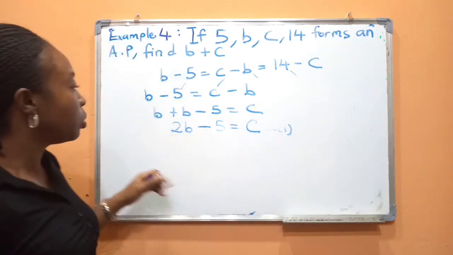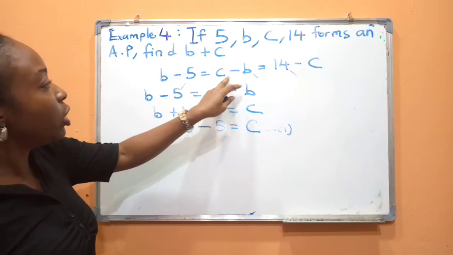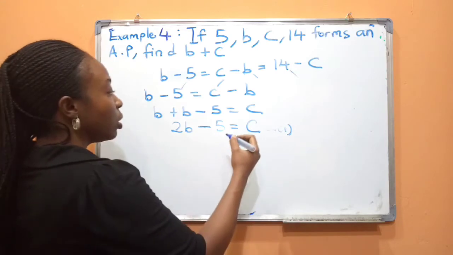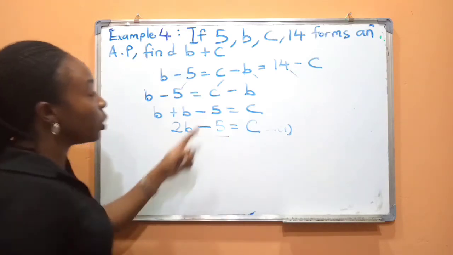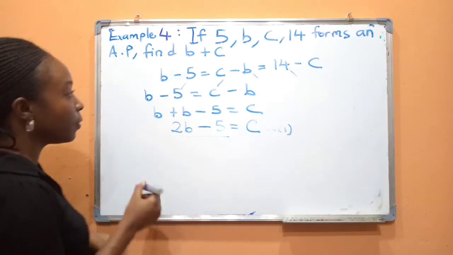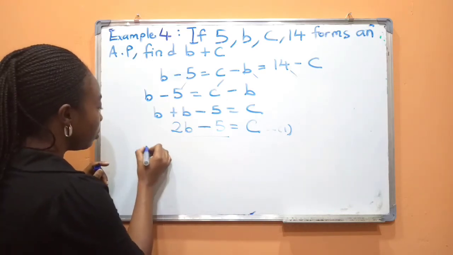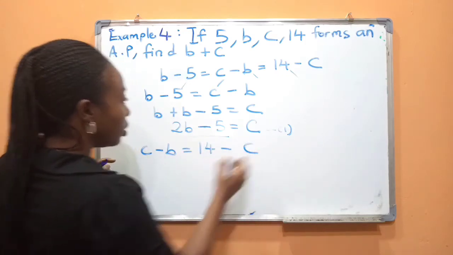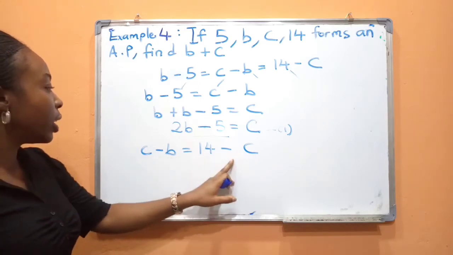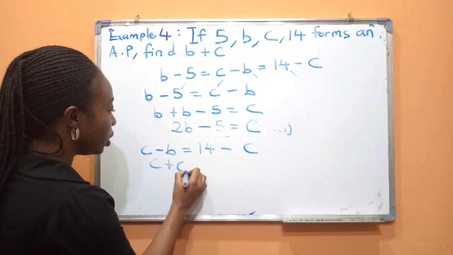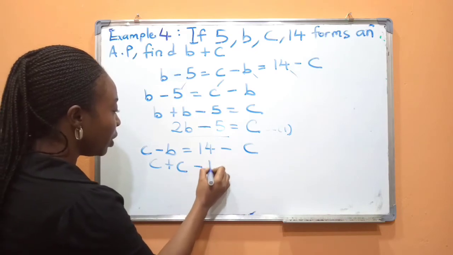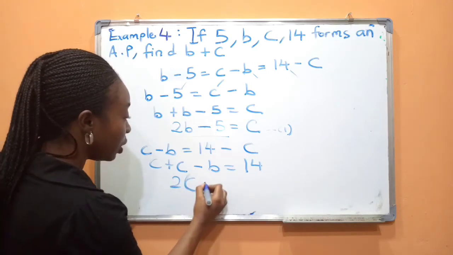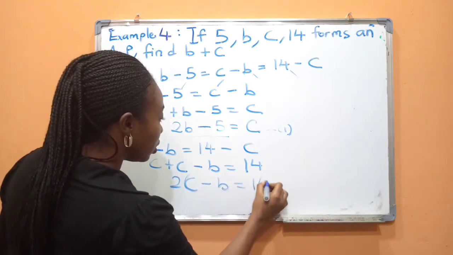So the next thing we need to do, let's see if we can equate this to this, okay? And when we do that, we can put the value of 2B minus 5 where we have C. So we are going to have C minus B equals 14 minus C, okay? And then when we collect like terms, we're going to have C plus C minus B equals 14. Okay, and this is going to be 2C minus B equals 14.